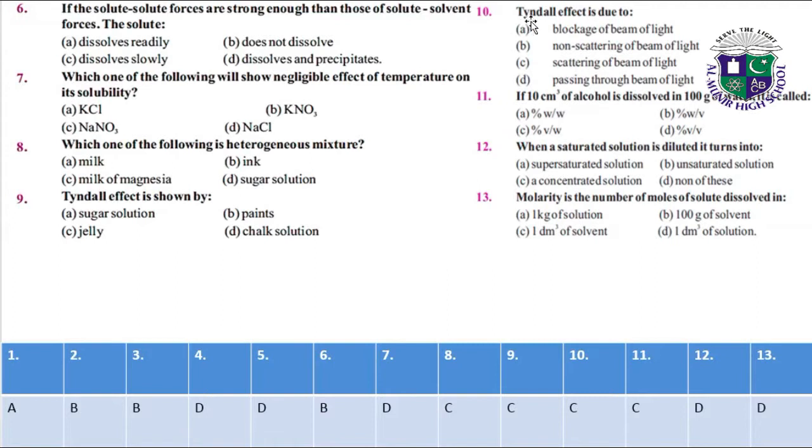Number 10, Tyndall effect is due to. The correct answer is C, scattering of beam light. Number 11, if 10 centimeter cube of alcohol is dissolved in 100 grams of water, it is called. Yes, the correct answer is C, percent volume over weight. Number 12, when a saturated solution is diluted, it turns into. The correct answer is D, none of these.